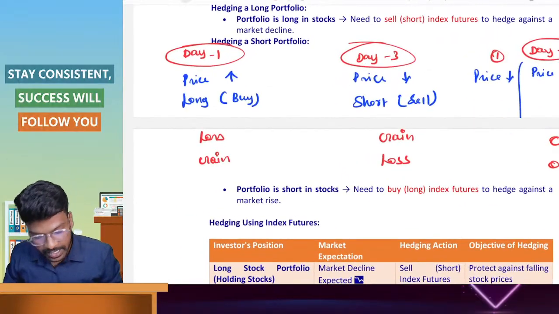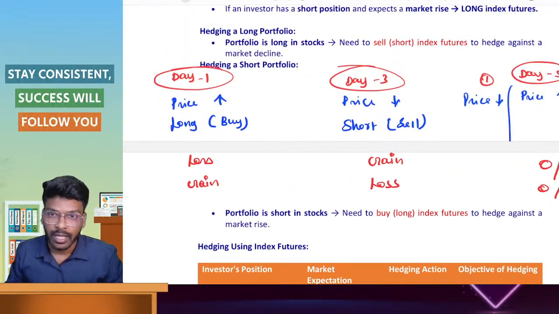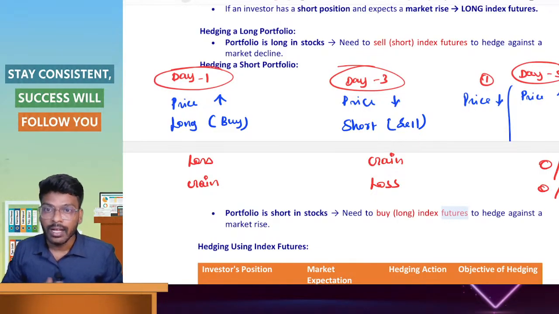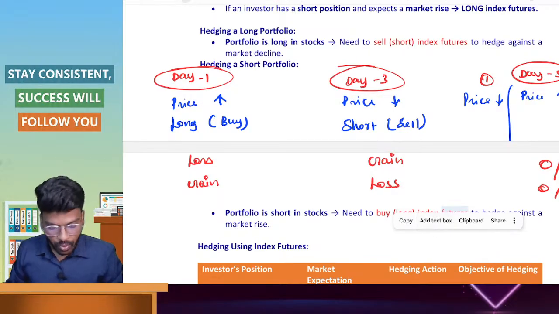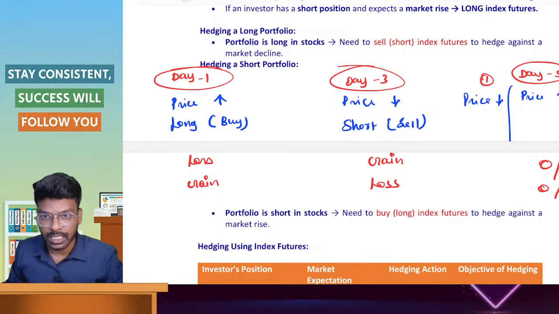This can be index hedging or it can be share futures. If share futures are available, the investor may go for a share future. In India, we have only index futures.